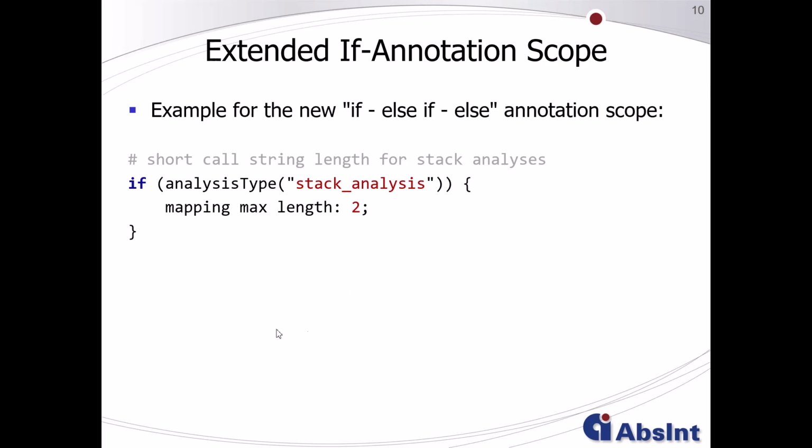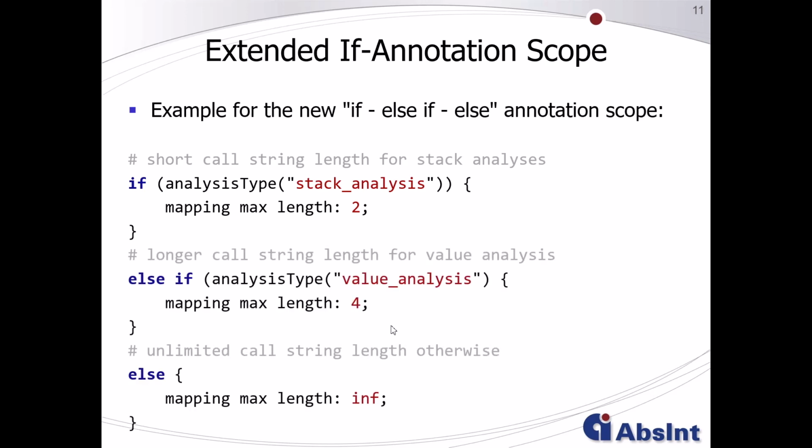Now we can extend this if annotation scope also by else if and else annotation scopes. So for instance, you could say else if my analysis type is a value analysis, then I would like to increase the call string length to 4, as a kind of medium complexity, and only for all the rest of the analyses, aiT, estimate, TimeWeaver, here I would like to use the highest precision in terms of the call string length. Yeah? So we now have the if, an else if, and an else annotation scope available in aiT.